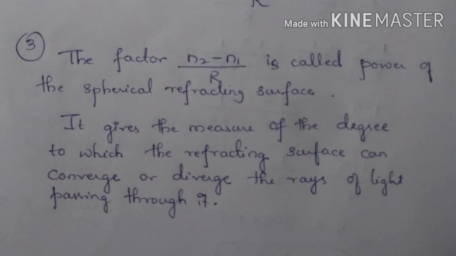So, it is n2 minus n1 by r. Here n2 is the refractive index of the second medium and n1 is the refractive index of the first medium. R is the radius of curvature.